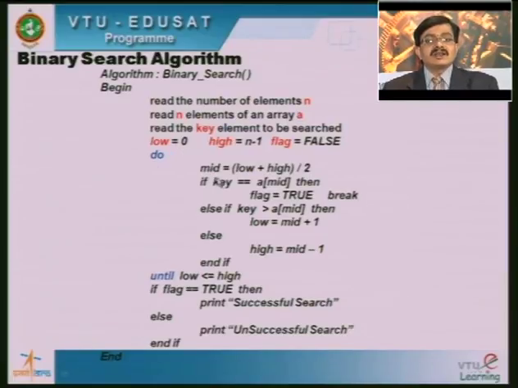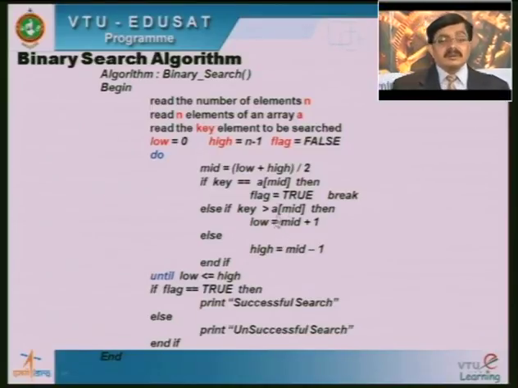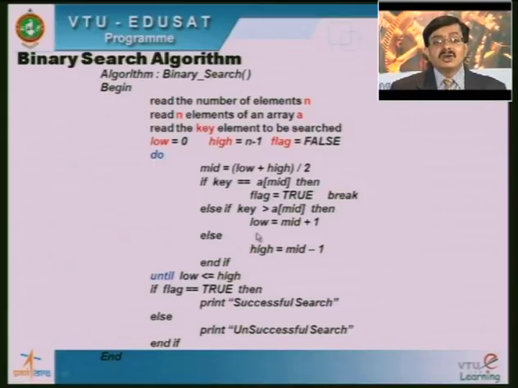Initially I compute the mid value. Mid is equal to low plus high by 2. Then if key is equal to a of mid, my conclusion is flag is equal to true, break. The key is found, so I should come out of the loop. And if key is greater than a of mid, we are going to the right half of the array. Whenever we are going to the right, low has to be set as mid plus 1, and whenever we are going to the left, high has to be set as mid minus 1.